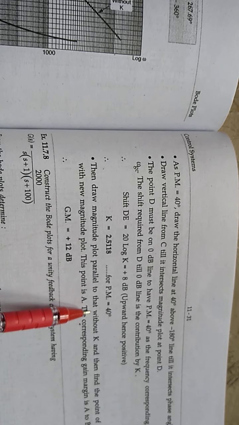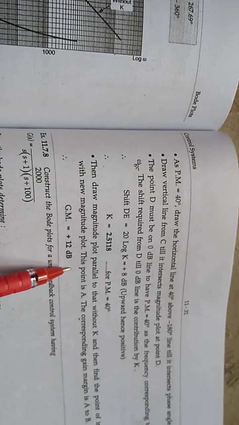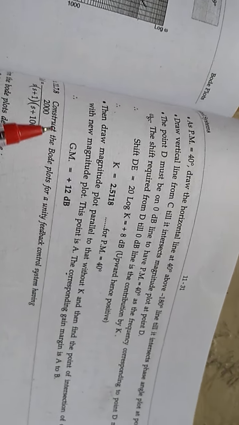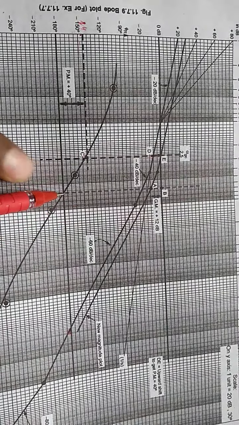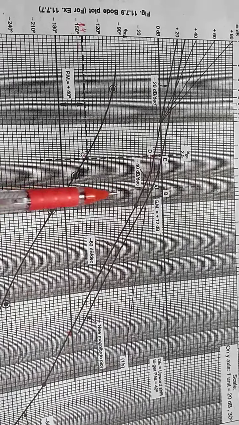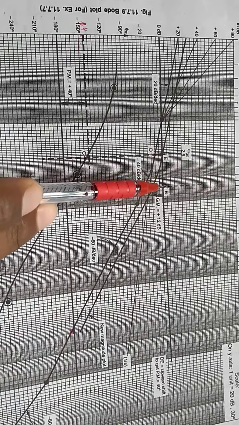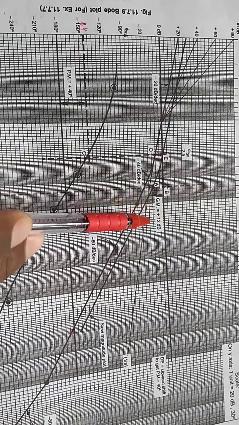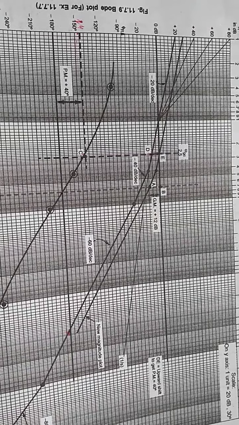Draw the magnitude plot parallel to that without K, yes, to find the omega PC. Then you will get the gain margin is 12 dB per decade. So 12 dB per decade means here the 180 degree crossing point. Here you can project it towards the new plot. This distance A to B is the gain margin, that is 12 dB. This is the complete set of steps to solve the problem.